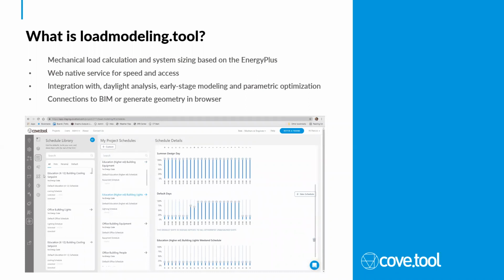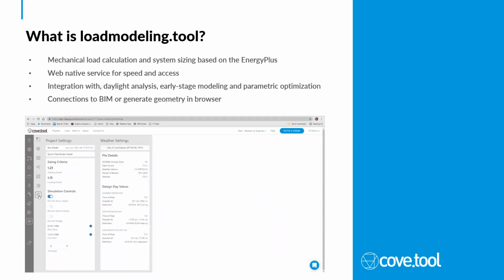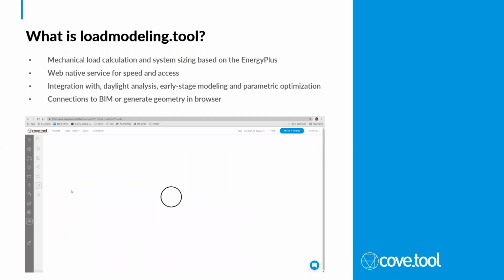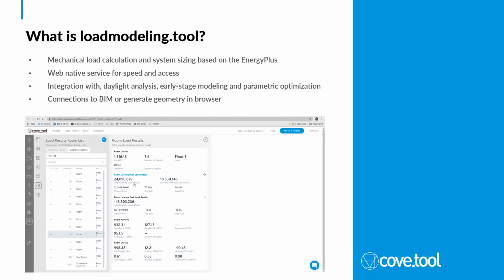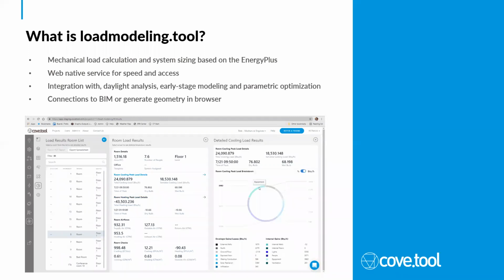And then finally, another connection, of course, is that connection to BIM. So whether it be a Revit model, a SketchUp model, a Rhino model, or a few others, we can bring in that geometry to do our analysis in, or we can actually draw all that geometry for the whole model live in a browser. So if you didn't have a building to start with, you can go straight into cove.tool and start modeling.